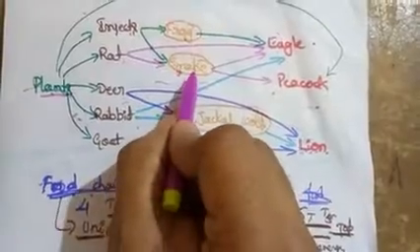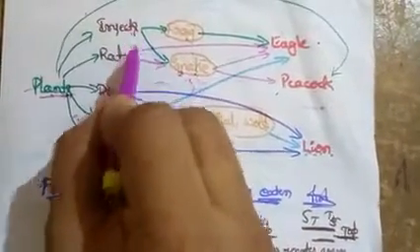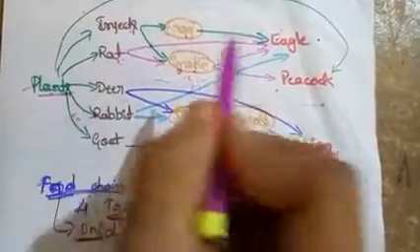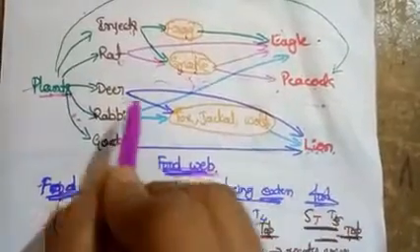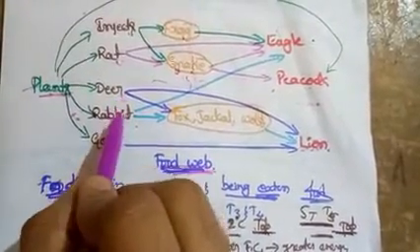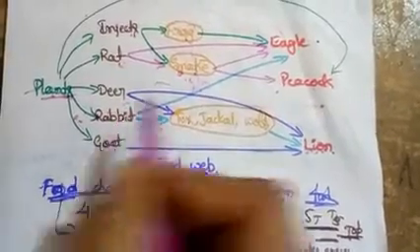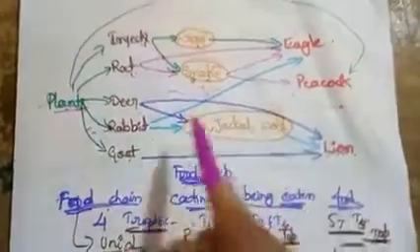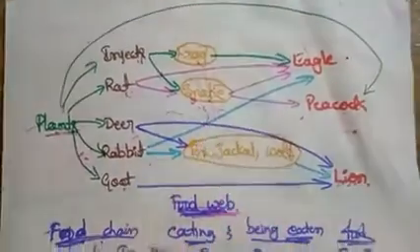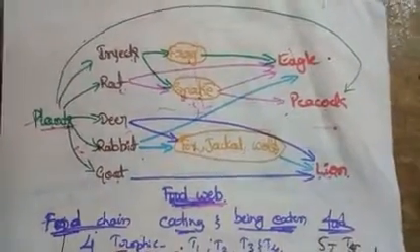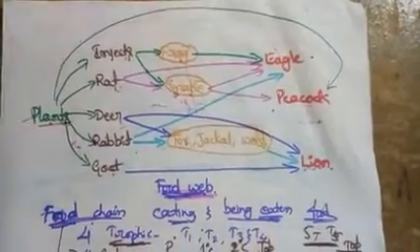See, a snake can get the insect. If the insect is not available, it can depend on the rat. The lion can get the deer, but if it is not available, then it can depend on the fox or it can depend on the goat. Likewise, here we can see the alternatives to get the energy sources. That is the difference between the food chain and the food web.